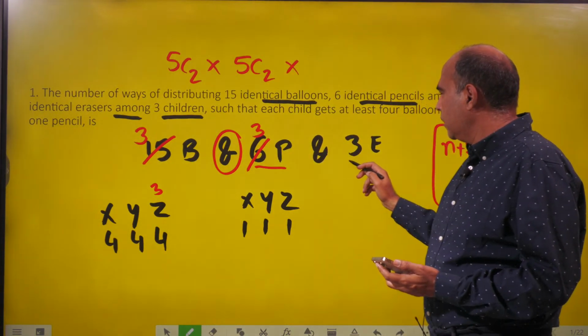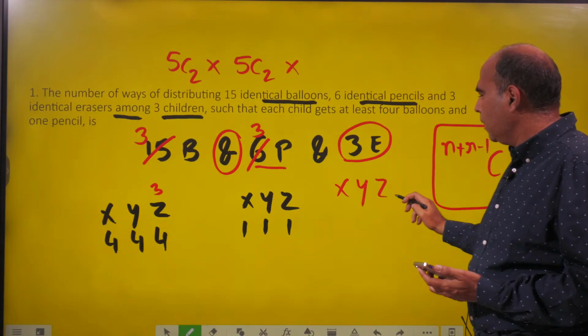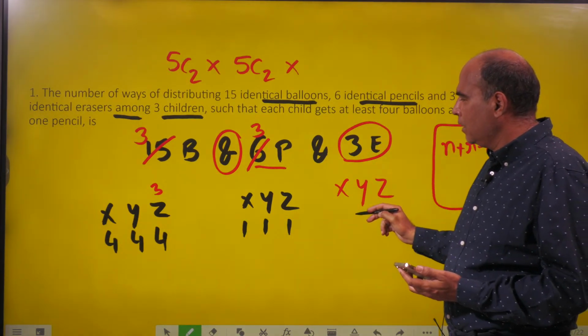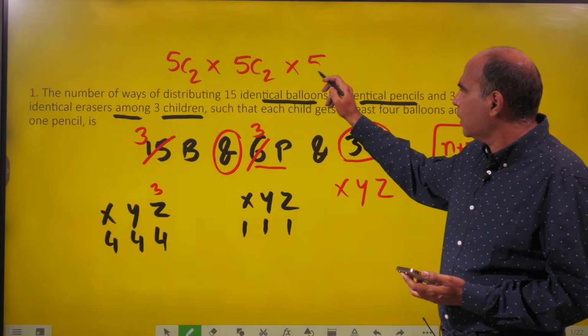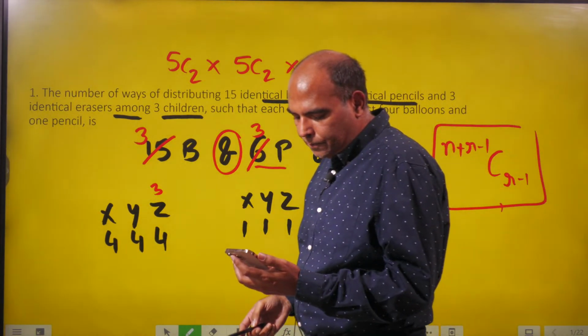And there's no constraint on the erasers. So when you want to give 3 erasers to 3 people, n is 3 and r is 3, and n 3 r 3 gives us 5C2. So the answer, basically the value of 5C2, is 10.